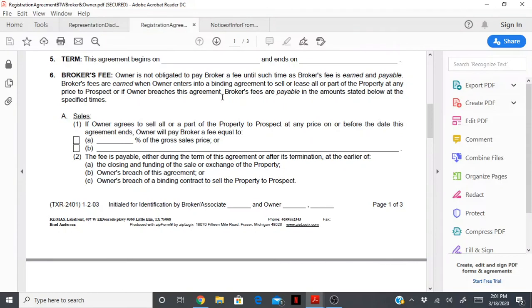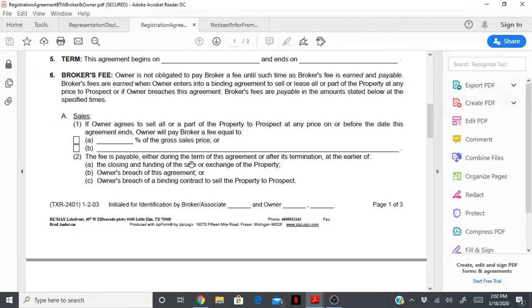Broker's fees are payable in the amount stated below at the specified time. So, language not unlike a listing agreement. Sales: if owner agrees to sell all or part of the property to prospect at any price on or before the date this agreement ends, owner will pay broker a fee equal to, and you put whatever that fee is. If it's a commission percentage, put the commission percentage. If it's a flat fee, mark checkbox B and put the flat fee.